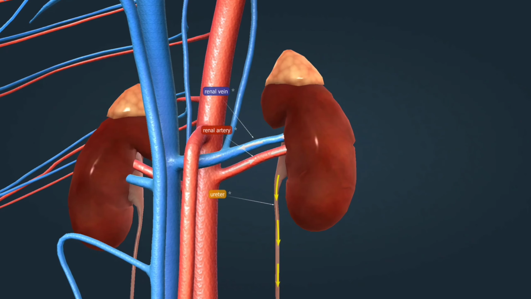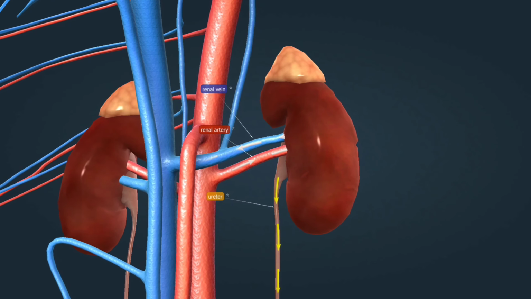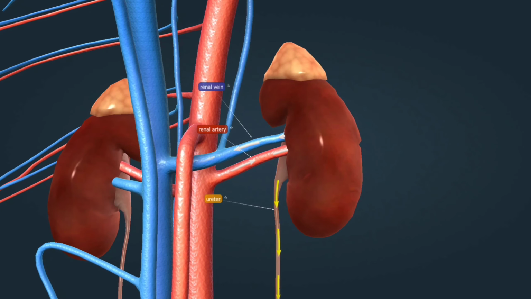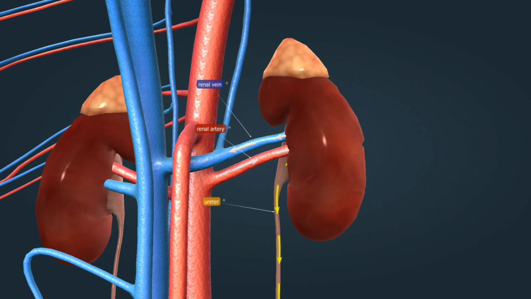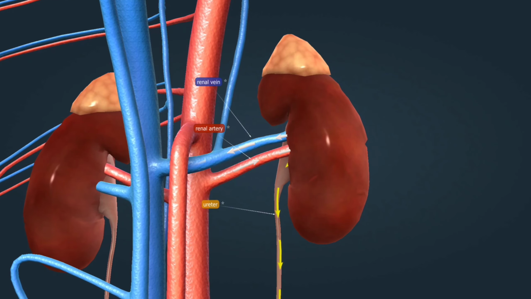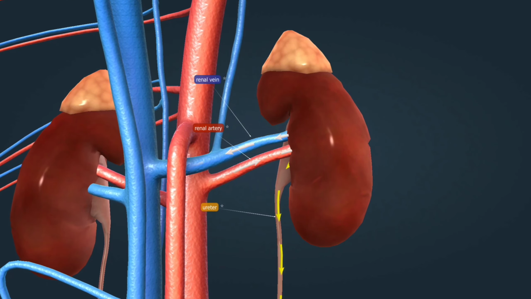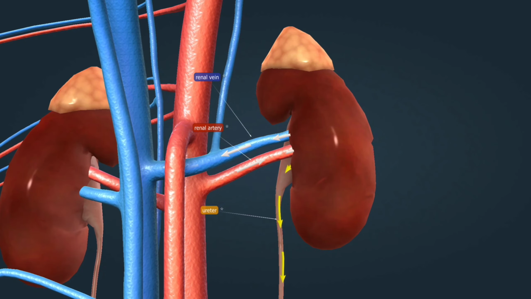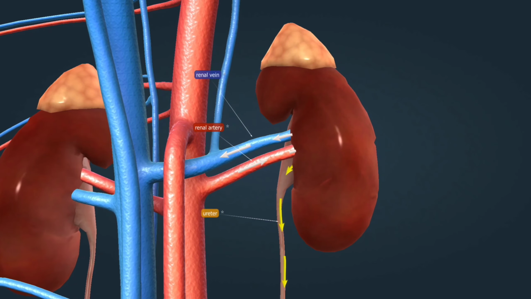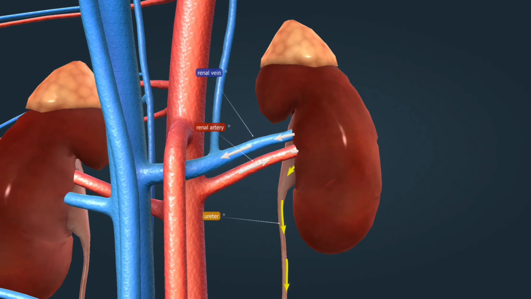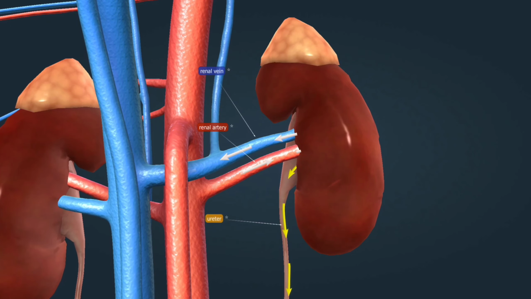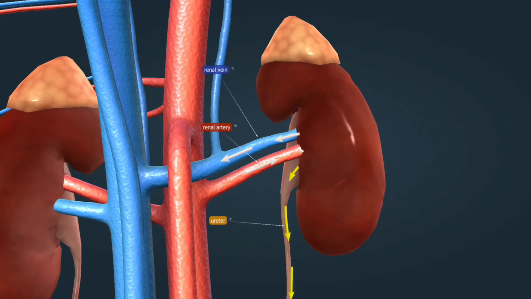In the process of urinary excretion, the renal artery transports blood containing excess substances to the kidneys, while the renal vein carries the blood with an adjusted composition away from the kidneys. Urine, that is, the liquid that contains the substances unnecessary for the body, is transported to the bladder by the ureter.